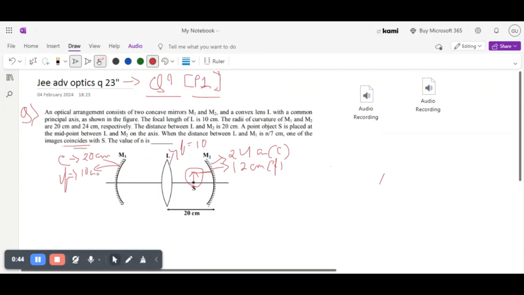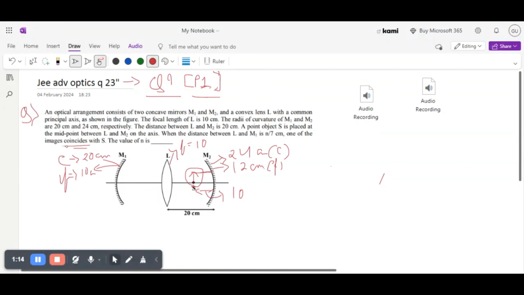The radius of curvature of M1 and M2, I have written all this information here except this. A point object S is placed at the midpoint of L and M2. So this should be 10, like pretty basic. It should be 10. Then what they have asked is when the distance between L and M1 is n by 7, one of the images coincides with S, the value of n is dash.